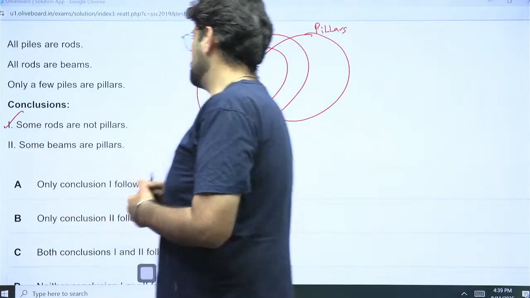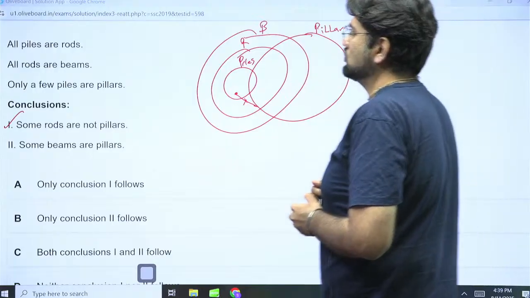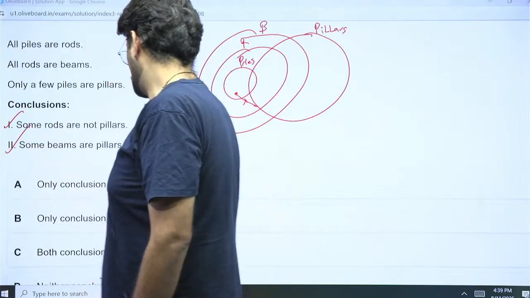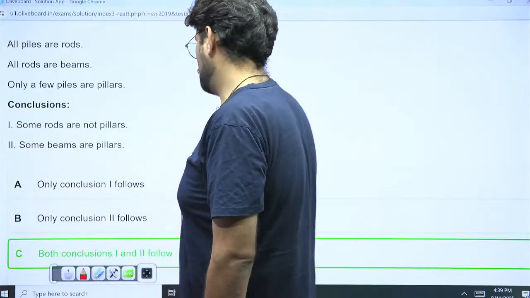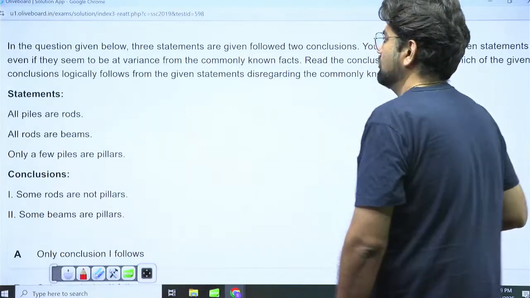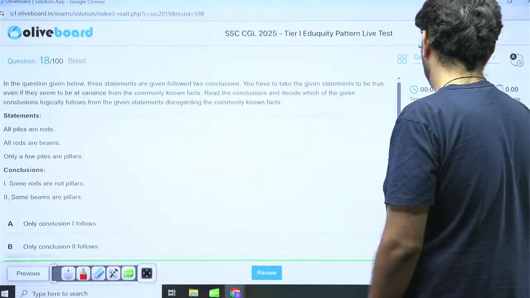So I can say that some beams are pillars. Yes, absolutely true. Some beams are also pillars. So I think both conclusions 1 and 2 should follow. C is the right answer. 37 seconds. Good job. Next.